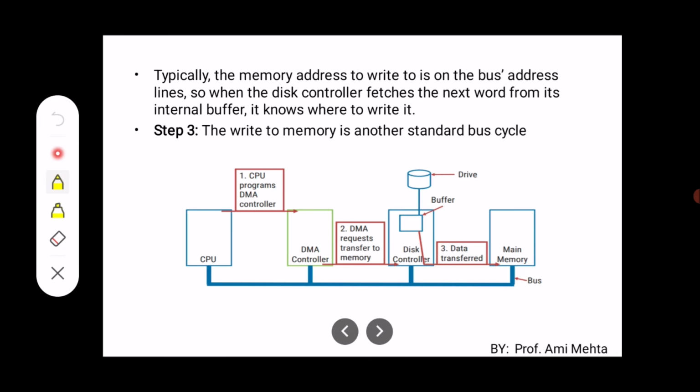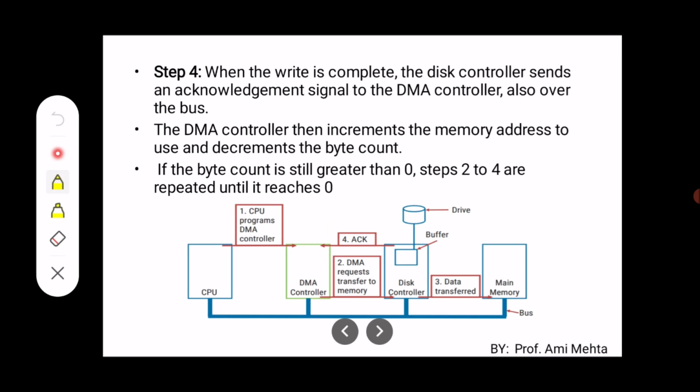Typically, the memory address to write to is on the bus address lines. So when the disk controller fetches the next word from its internal buffer, it knows where to write it. So basically now the controller's buffer data is transferred to main memory via the DMA controller. Okay, so this is the concept of how DMA actually works.